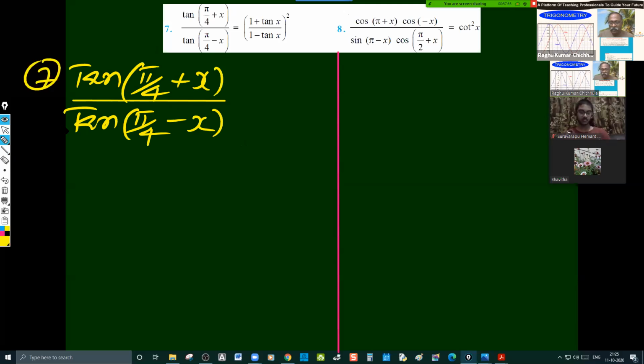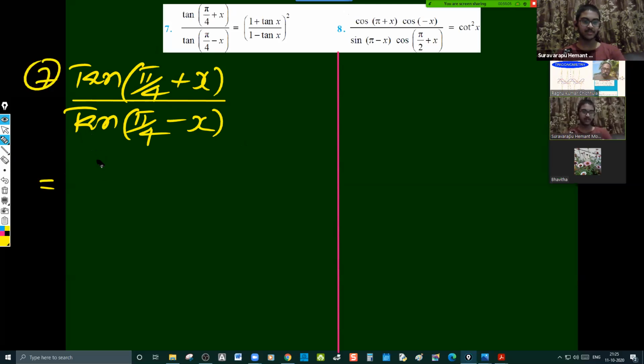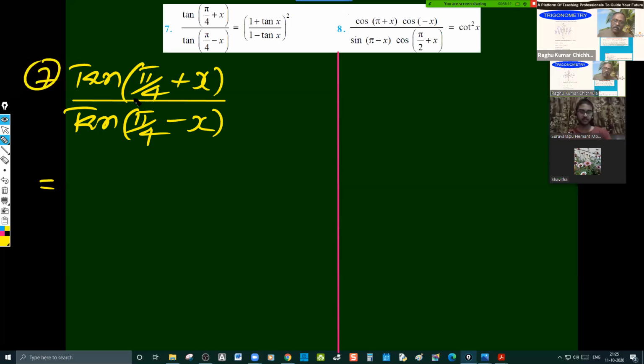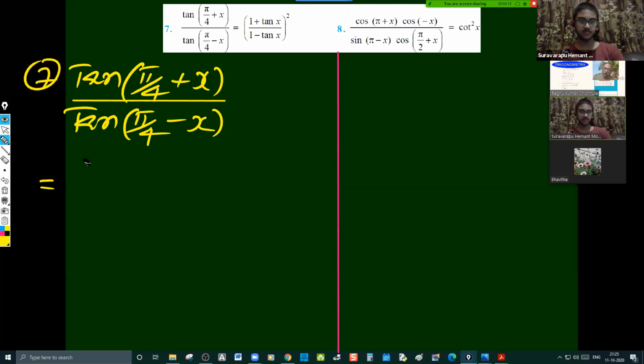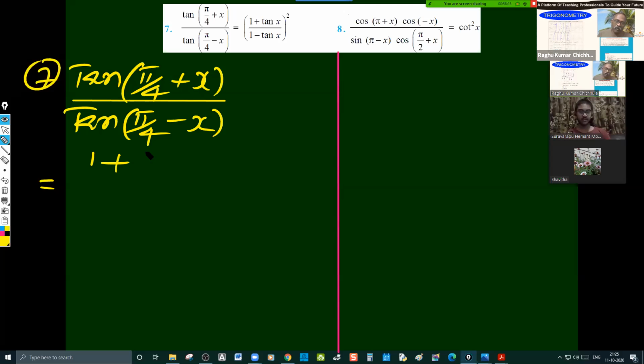Tell me now, Maurya, tan of a plus b formula, please. Tan of A plus B is equal to tan A plus tan B divided by 1 minus tan A tan B. Can I write like this? If you say okay, I'll write that. Tan A means tan pi by 4. What is tan pi by 4? Tan pi by 4 is 1. That's 45 degrees. That's 1.